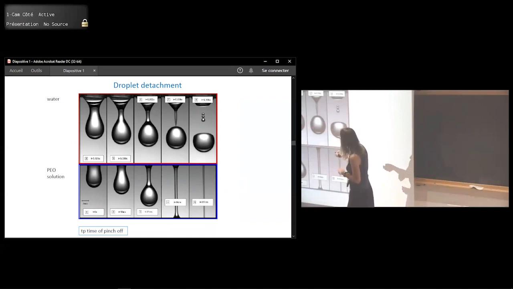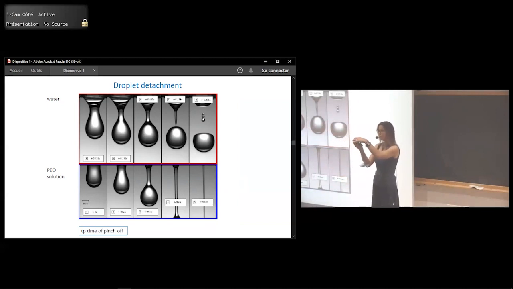You can see that you have this neck that forms. So the droplet is extruded from the nozzle. First of all, gravity pulls on it until you form this thread. And when you have the thread, the surface tension takes over and pinches the thread. And in this case, it's actually inertia that resists.